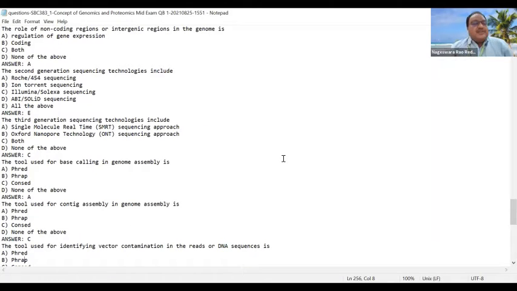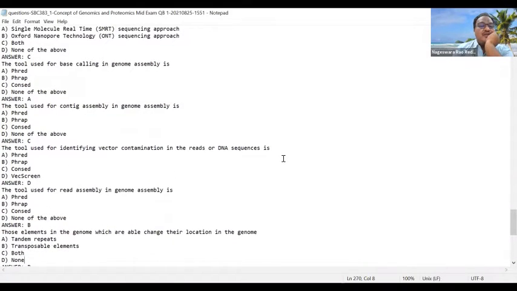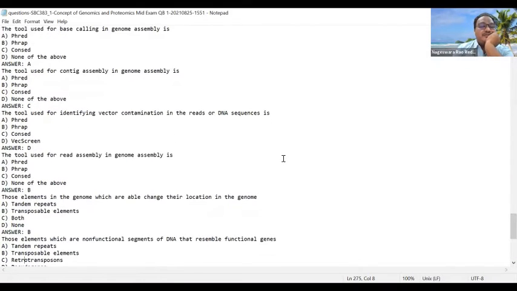Already I told you the second generation sequencing includes all the above: Roche 454 sequencing, Ion Torrent sequencing, Illumina Solexa sequencing, and ABI SOLiD sequencing. We have already discussed this. And third generation sequencing, which we discussed earlier, is SMRT sequencing or ONT sequencing approach: single molecule real-time sequencing approach, or Oxford Nanopore Technology ONT sequencing approach.